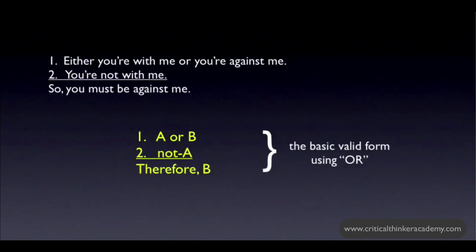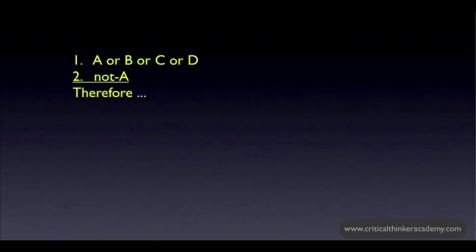A and B are the disjuncts. If you can show that one of the disjuncts is false, then the remaining disjunct must be true. Note that here we're negating A and inferring B, but this is arbitrary. You can just as easily negate B and infer A. In logic texts, this argument form is sometimes called disjunctive argument or disjunctive syllogism.